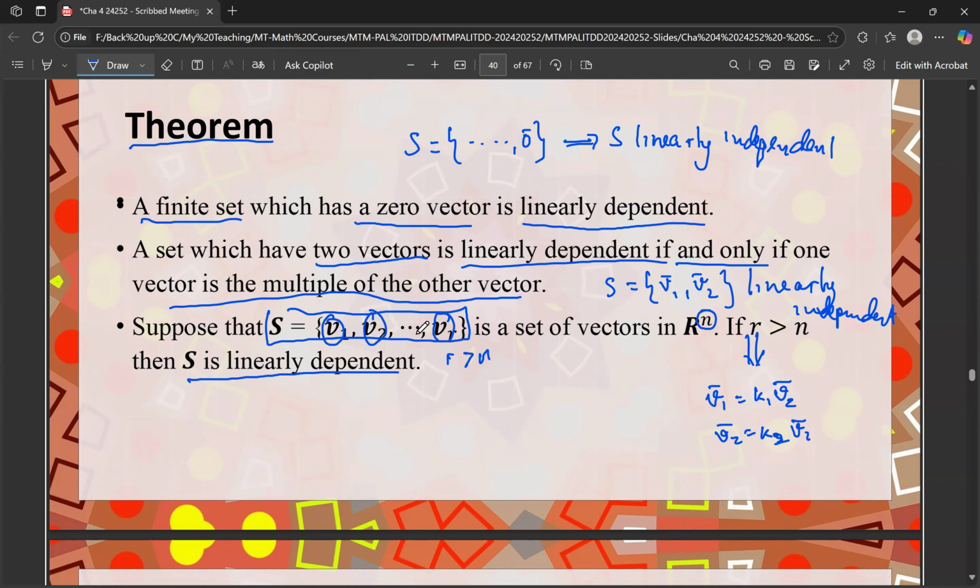Jadi kalau ada sejumlah vektor yang jumlahnya lebih dari ruang vektor Rn-nya, maka pasti himpunan tersebut bergantung linear. Jadi tidak bebas linear.